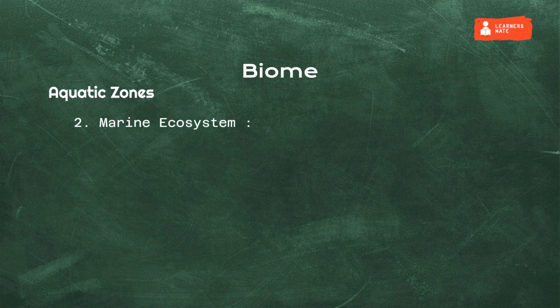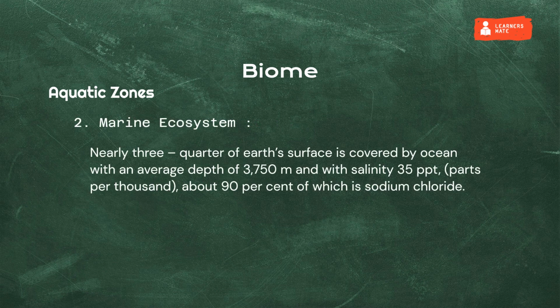The marine ecosystem. Nearly three-quarters of the Earth's surface is covered by ocean with an average depth of 3,750 meters and with a salinity of about 35 parts per thousand, or ppt, about 90% of which is sodium chloride.